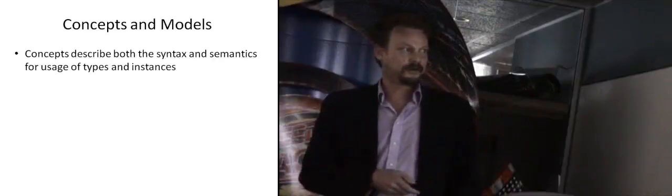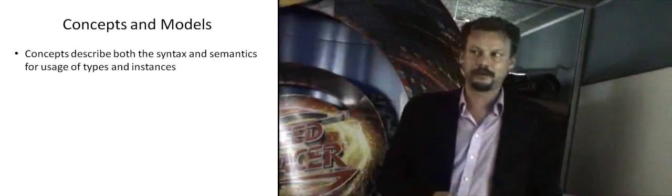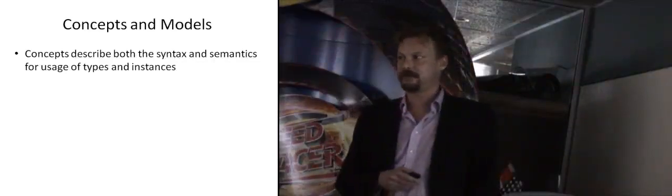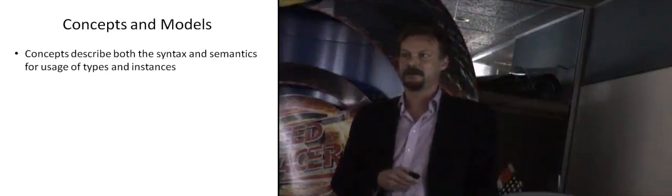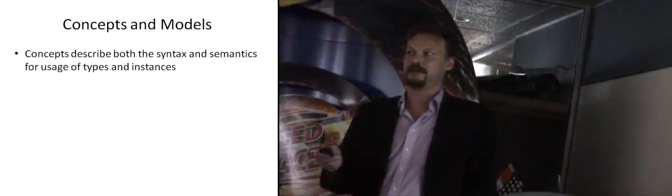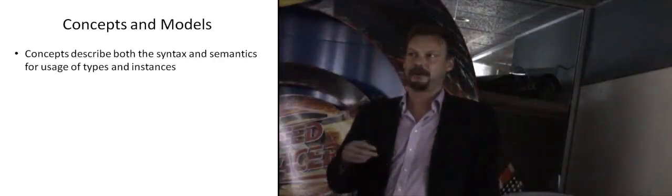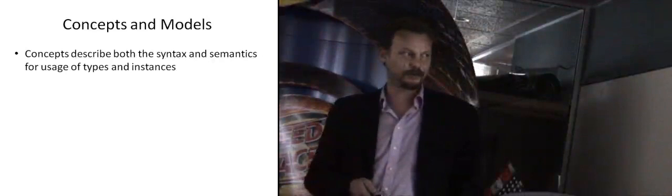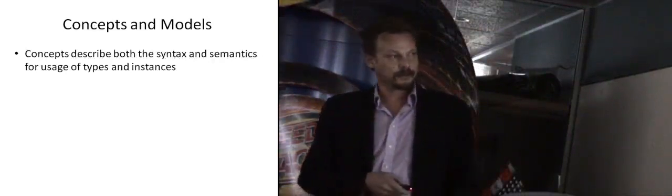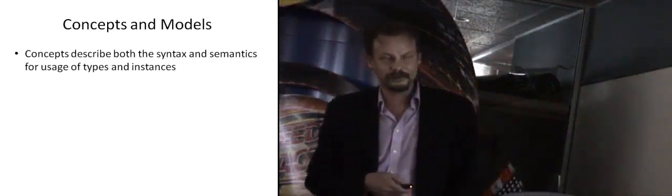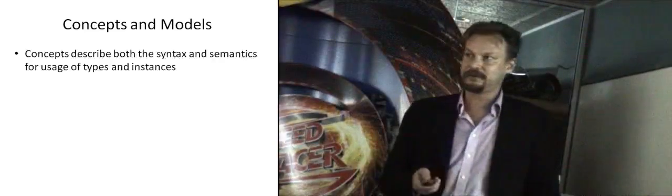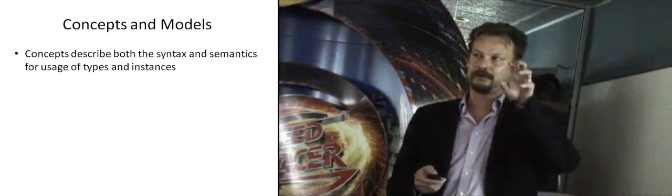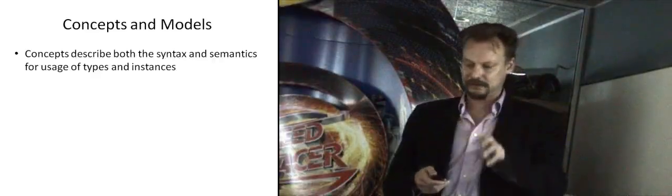So capital C concepts describe both the syntax and semantics for usage of both types and instances. Now, there's no such thing that does this in C++. And this is where a lot of the meta in meta C++ comes in, and a lot of where people's eyes glaze over and they lose the plot, so try to stay with me. The key thing here is that it's both types and instances as well. So there's nothing else in C++ that unifies dealing with both types and instances.